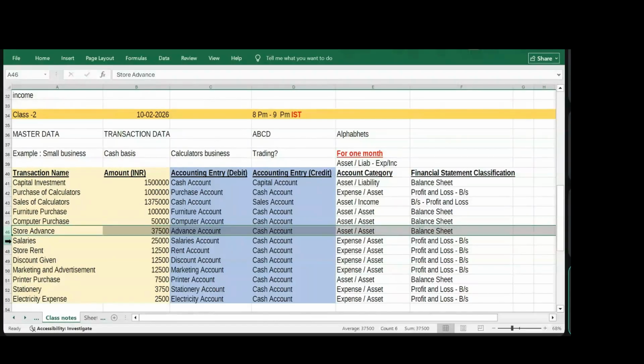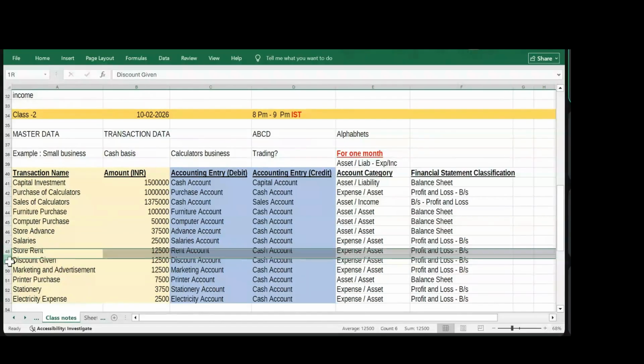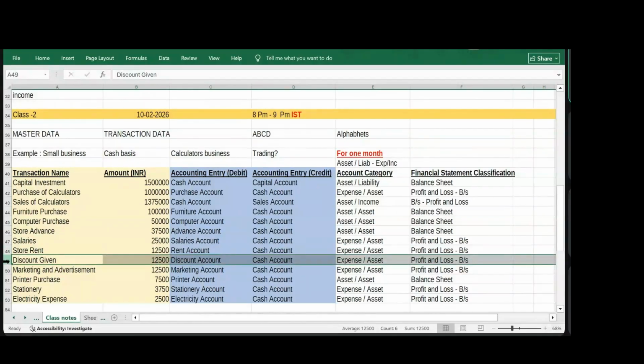Simple. Now salaries for the month, rent for the month, discount given. What is discount given? Slowly analyze, because whenever we use these accounts in our transactions later on in the system, you should be able to quickly tell whether that is going to be debit or credit. So now you tell me, discount given. Like we will provide a discount. It's an expense.